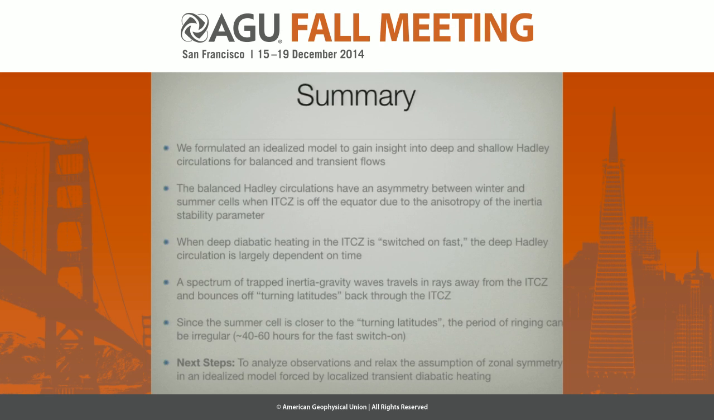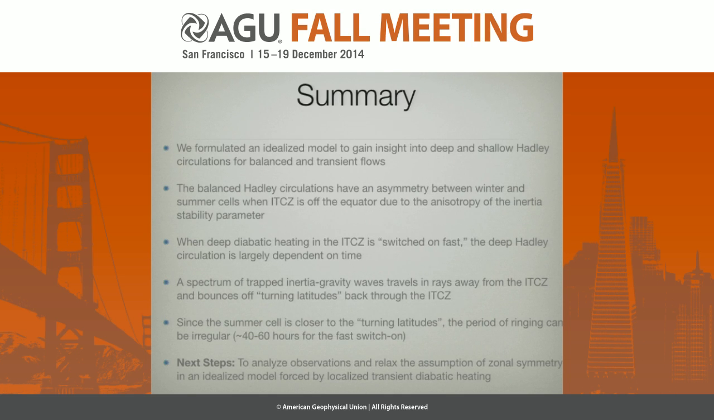So in summary, we formulated an idealized model to gain insight into deep and shallow Hadley circulations for balanced and transient flows. The transient flows, we looked more at the deep here. And the balanced Hadley circulations, both the deep and the shallow, have an asymmetry. And this is between the winter and summer cells when the ITCZ is off the equator, and this is due to the inertial stability parameter, which is the only varying parameter, and it varies with latitude or meridional distance.